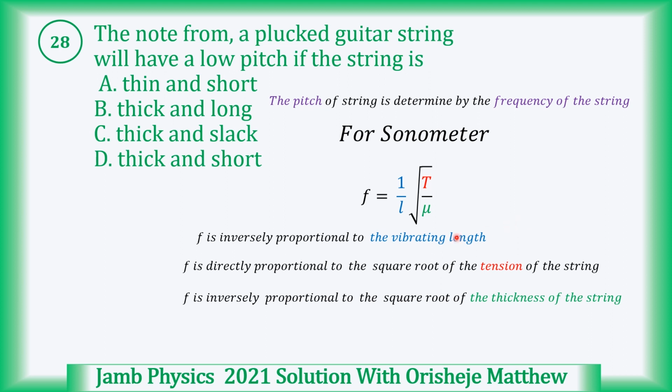If you look at the combination of this, for you to produce a low pitch, the string has to be thick, and then the string has to be long. So a long string gives a smaller frequency or lower frequency, which is lower pitch. So the answer is B.